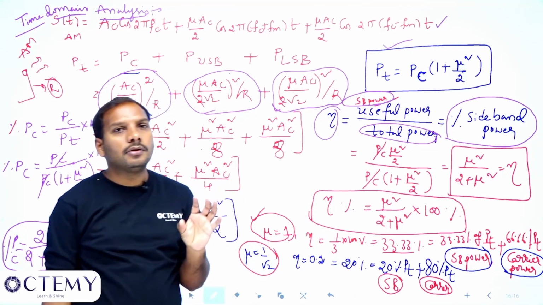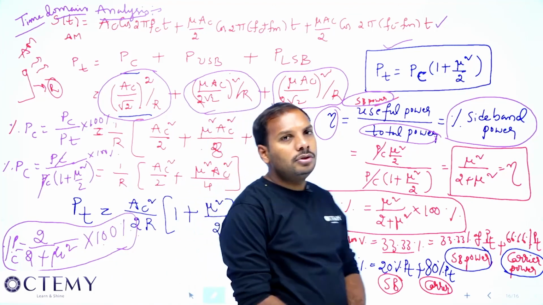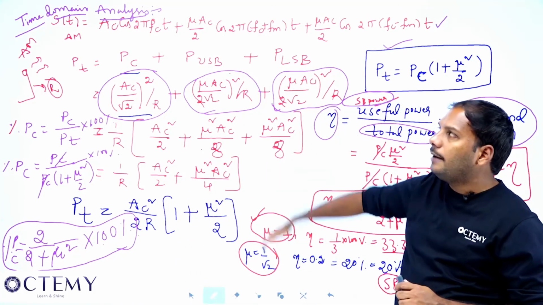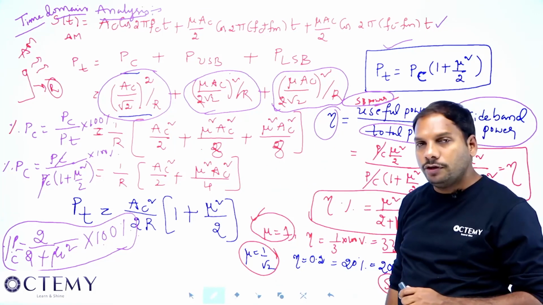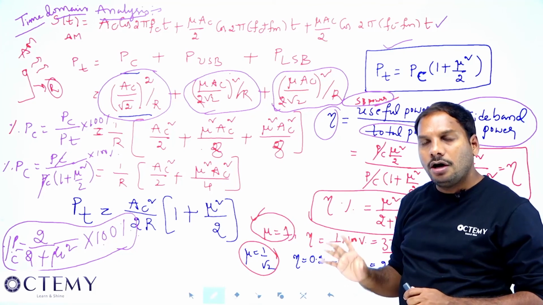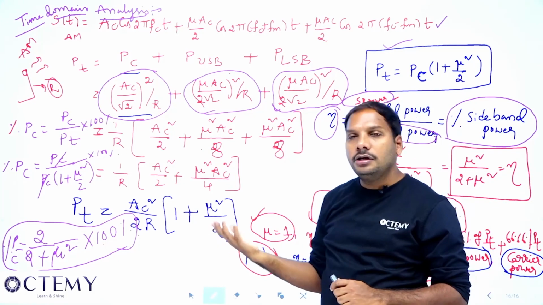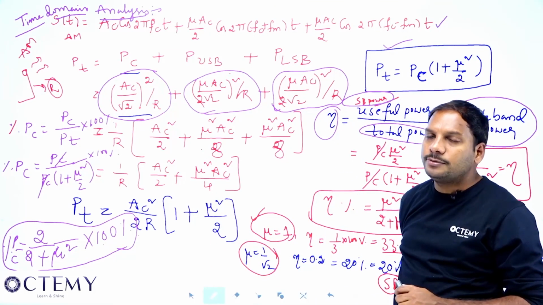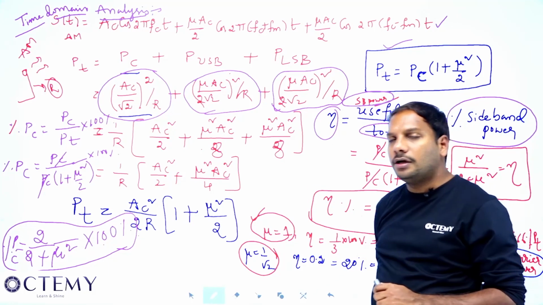So in the next class, I will continue the time domain analysis. I will plot the AM wave, how it looks like. And then we'll try to understand the frequency components present in the AM signal by applying the Fourier transform.